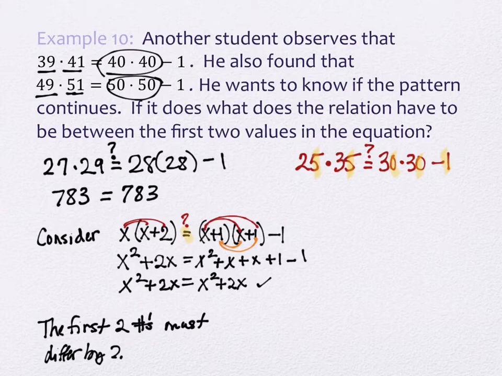But if you wanted to very concretely show it to a child, what happens when you do 25 times 35? What do you get? Somebody grab a calculator.